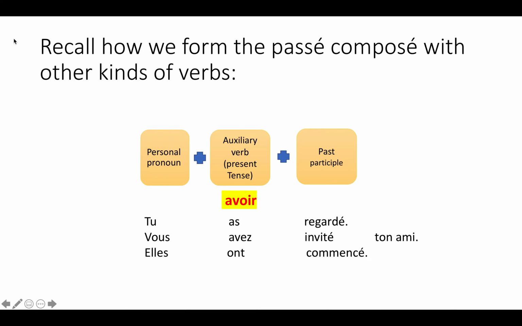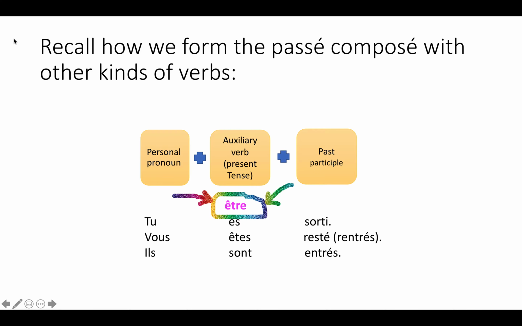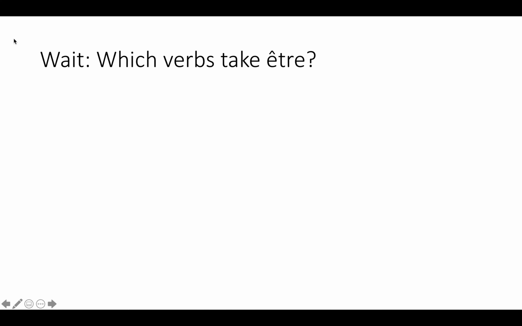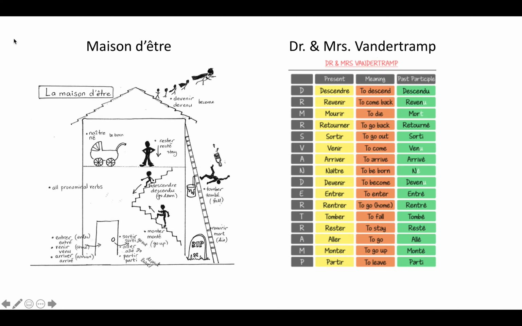Remember how when we're conjugating verbs that weren't pronominal verbs, it looked like this. You had a personal pronoun, an auxiliary verb, and a past participle. And sometimes that auxiliary verb was être. So hang on a minute, which verbs take être? Well, we have a couple of mnemonic tools you could use. We have the maison d'être way of memorizing them, and we have Dr. and Mrs. Vandertramp.